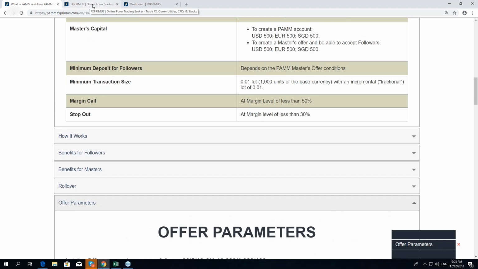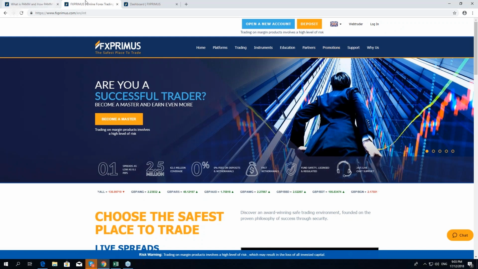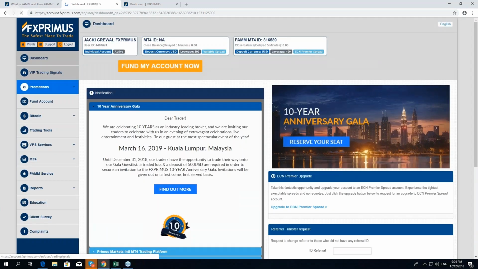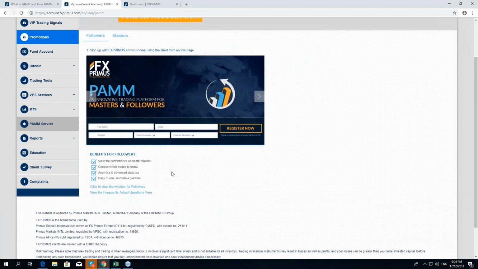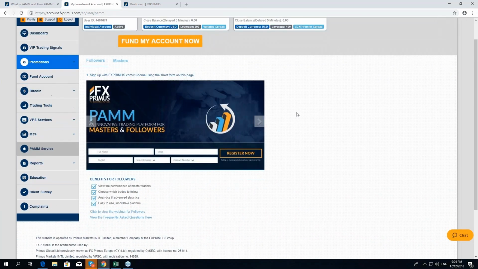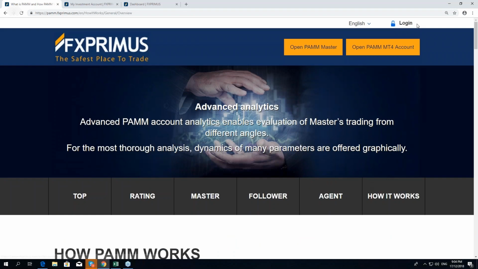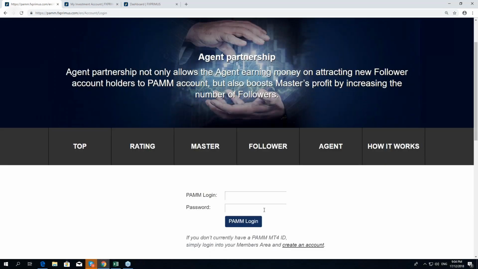For most of the participants here in the webinar, you already have your FXPRIMUS MT4 account. If you have your account, you would have your member area login username and password. To create the PAMM account, you just have to go to the website, log into your member area, and then select PAMM service. There'll be certain terms and conditions. You just have to agree with them, and your PAMM ID will be created immediately. Your PAMM ID and password are different and separate from your personal MT4 username and password. You just remember that. Whenever you want to log into your PAMM ID, you come back to the PAMM website and click login. Then you log in as a follower, just key in your PAMM login and password, and you'll be able to access your follower PAMM account.